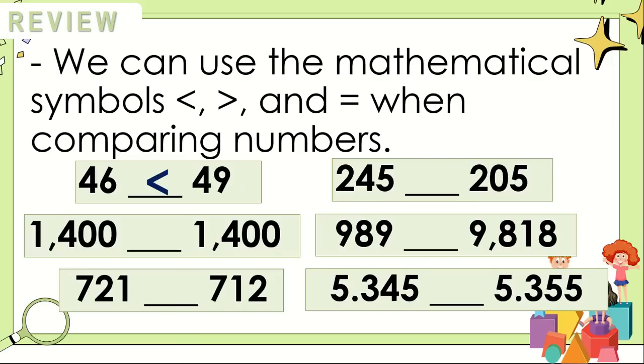46 is less than 49. 1,400 is equal to 1,400. 721 is greater than 712. 245 is greater than 205. 989 is less than 9,818. 5.345 is less than 5.355.